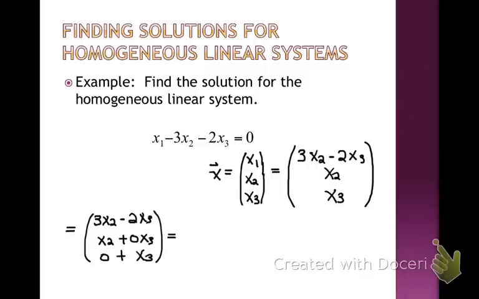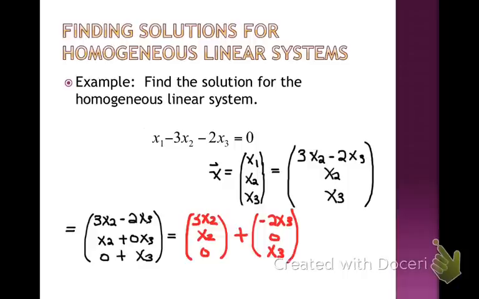I'm going to continue to manipulate this vector that we have in the following way. I'm going to put together all the terms that have x2 and all the terms that have x3. So I end up with the vector 3x2, x2 and 0, plus the vector minus 2x3, 0, and x3.